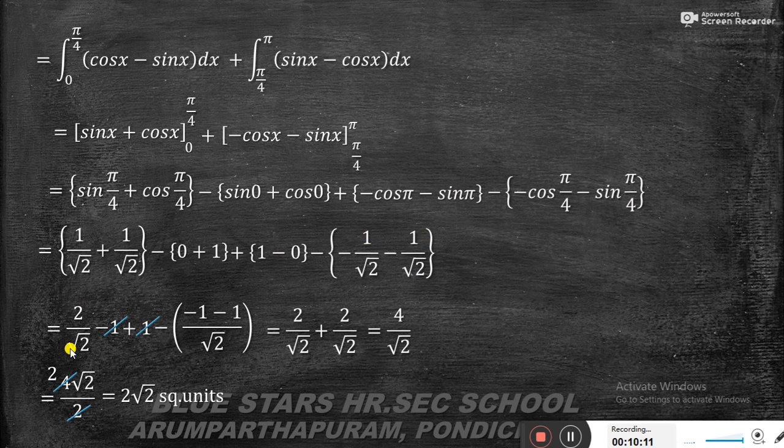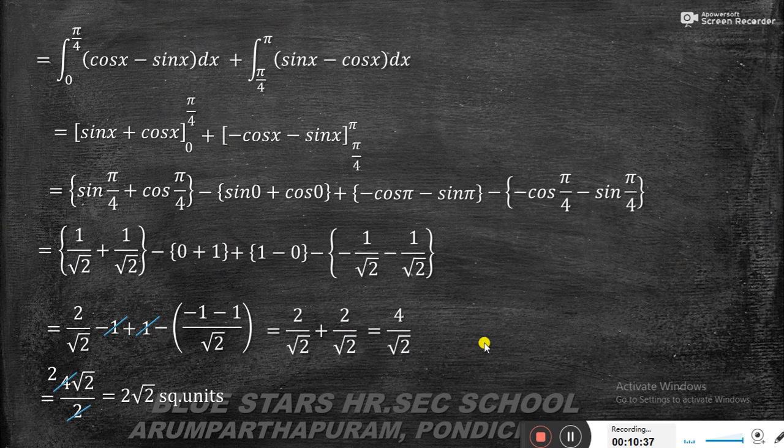So in the next step, 2 times 1 by root 2, I add it, so 2 by root 2, this is minus 1 plus 1. Next we multiply the minus in the factor, so minus of minus 1 by root 2. Then minus 1 plus 1 cancelled, therefore 2 by root 2 plus 2 by root 2 is 4 by root 2.